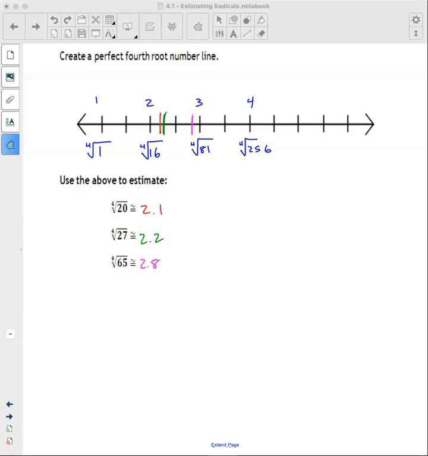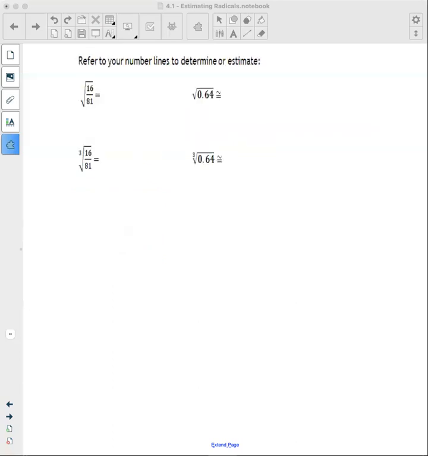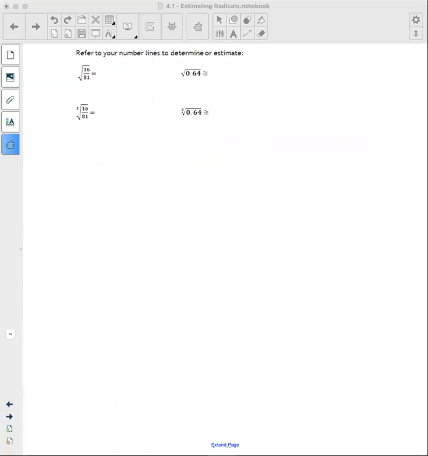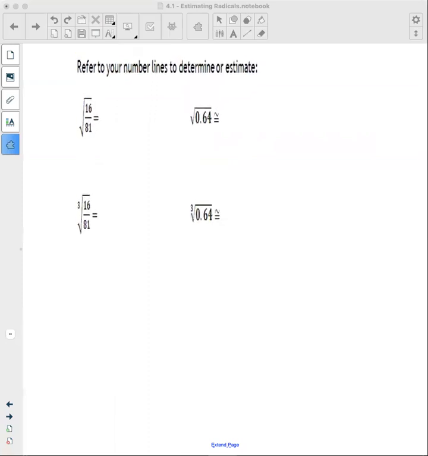All right. So be able to create a perfect square or a perfect cube or a perfect fourth number line. Okay, so referring to our number lines, now we're going to determine or estimate these values here. Remember, anytime we are dealing with radicals with fractions, we should always try to simplify the numerator and the denominator separately.